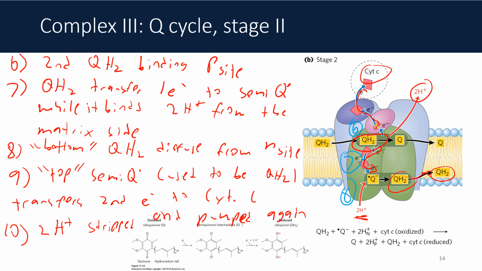Step 9, our second and final electron transfer event from the Q semiquinone to the cytochrome C. And once we lose that final electron, we're left with just regular old Q. The Q also leads into the inner membrane, and the protons that get stripped from it are released into the intermembrane space.